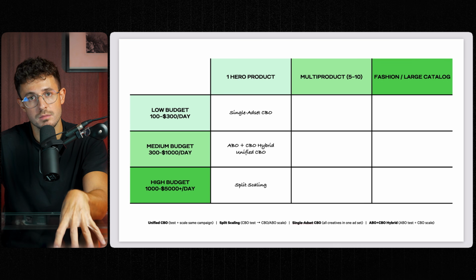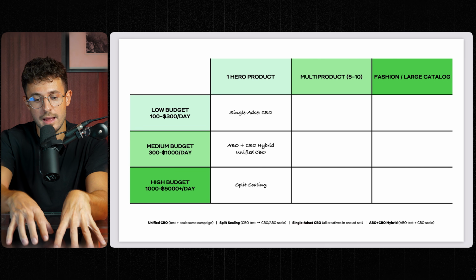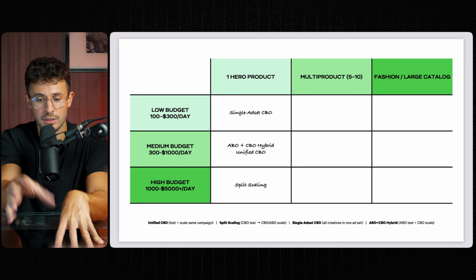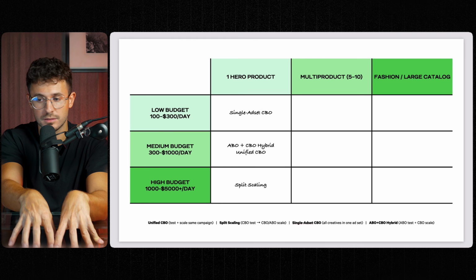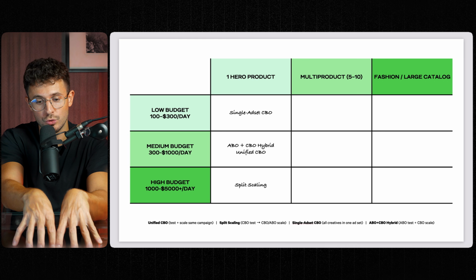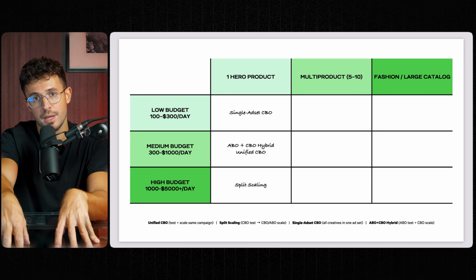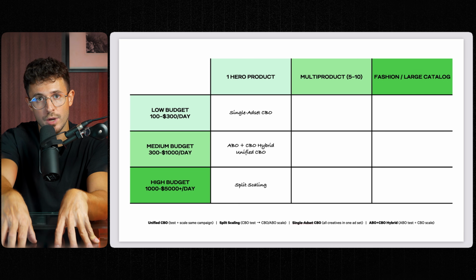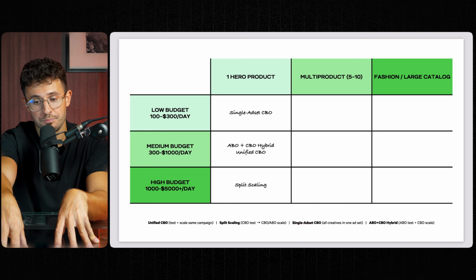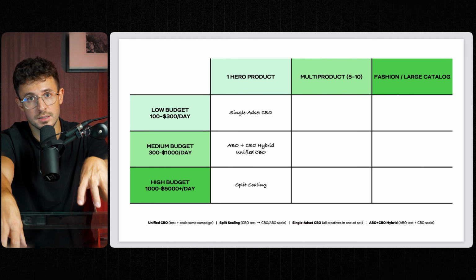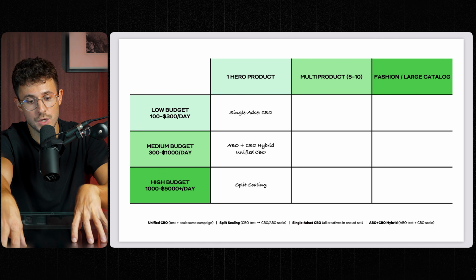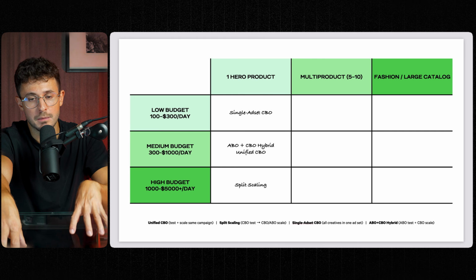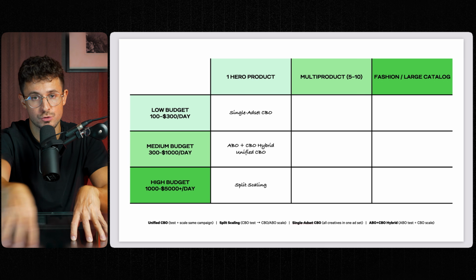When it comes to high budget, I suggest a split scaling approach. That means you have one CBO that you can scale vertically, which we can call the test campaign. At the same time, I also want you to have another separate campaign where you put all the best performing creatives in one ad set, and then you scale that one as well. Because inside the CBO you might have a lot of different ads, so between all the engagement and all the things going on, Meta might not really prioritize all the winning ads. And so what you can do is just duplicate them.